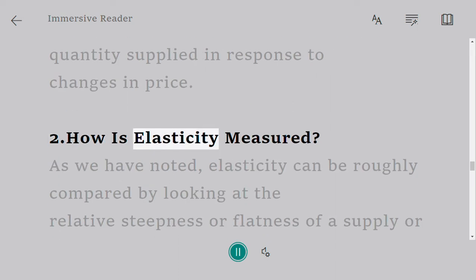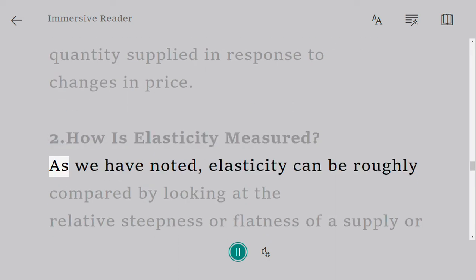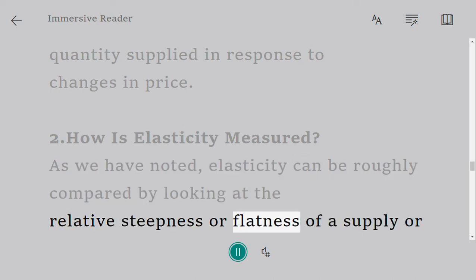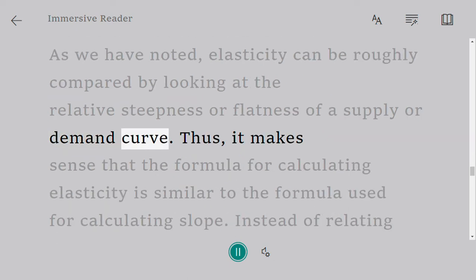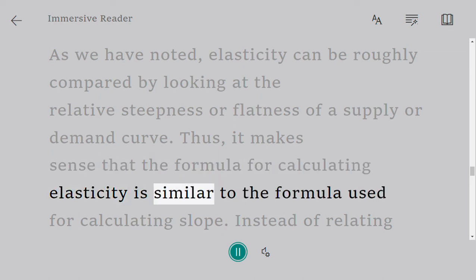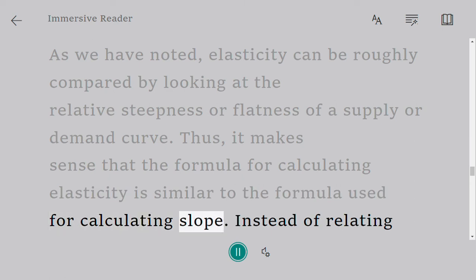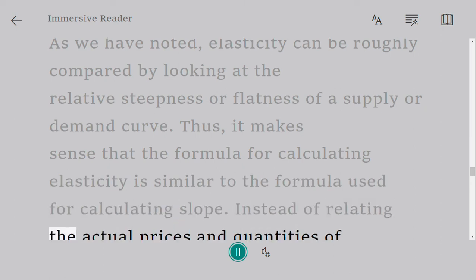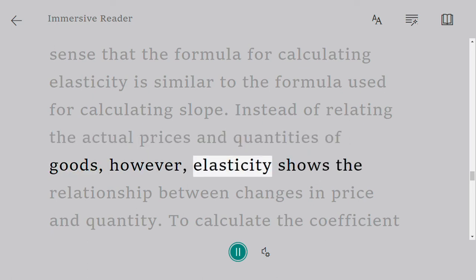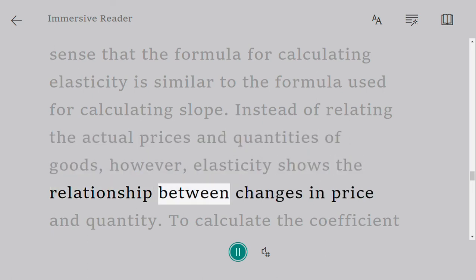2. How is elasticity measured? As we have noted, elasticity can be roughly compared by looking at the relative steepness or flatness of a supply or demand curve. Thus, it makes sense that the formula for calculating elasticity is similar to the formula used for calculating slope. Instead of relating the actual prices and quantities of goods, however, elasticity shows the relationship between changes in price and quantity.